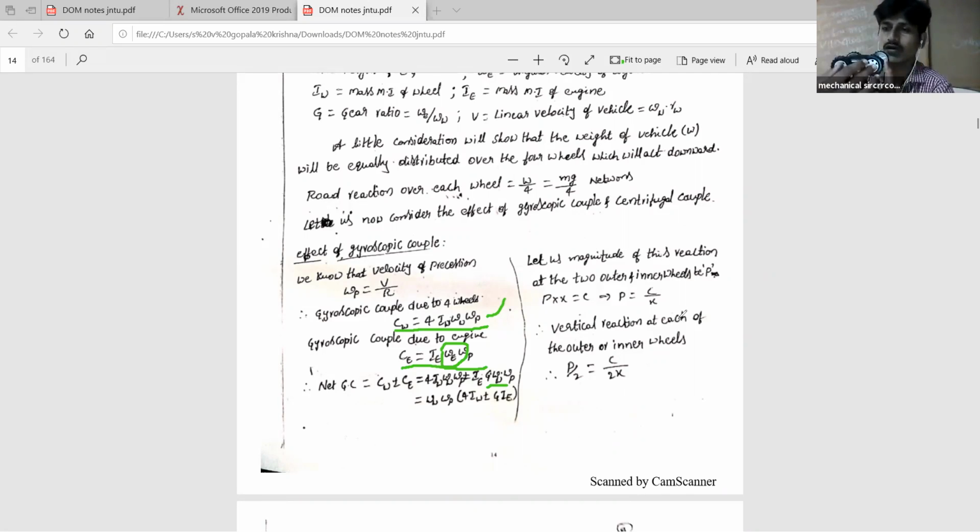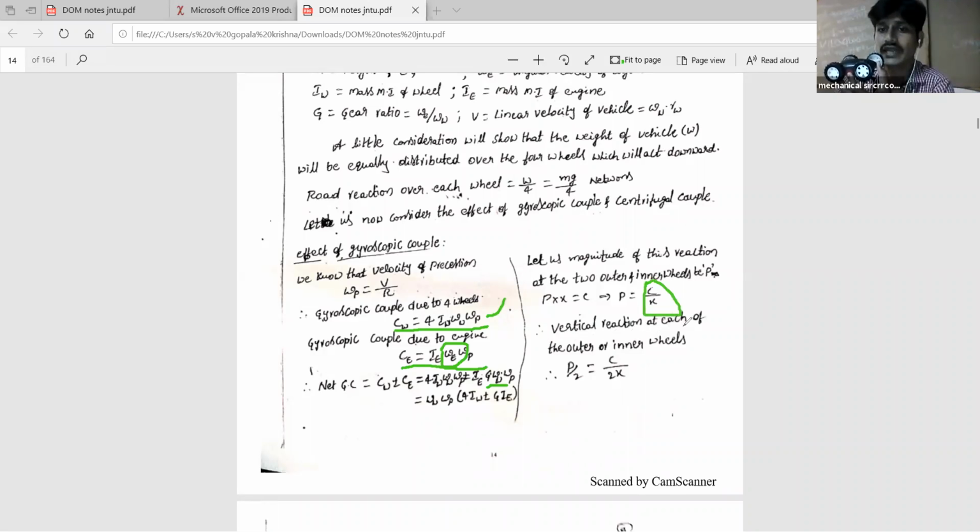So that means inner wheels are 2 and outer wheels are 2. So both are getting only P newtons. Then P x equals C, because couple means force into distance. P into x equals couple C, so P equals C by x.